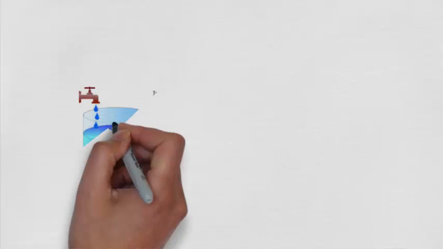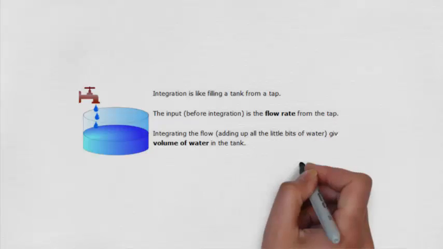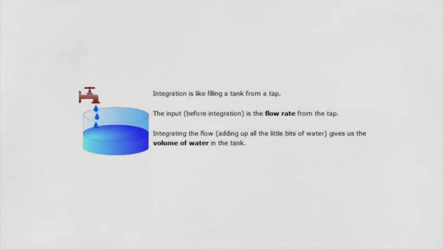Integration is like filling a tank from a tap. The input is the flow rate from the tap. Integrating the flow gives us the volume of water in the tank. Imagine the flow starts at 0 and gradually increases. As the flow rate increases, the tank fills up faster and faster. With a flow rate of 2x, the tank fills up at x squared. We have integrated the flow to get the volume.